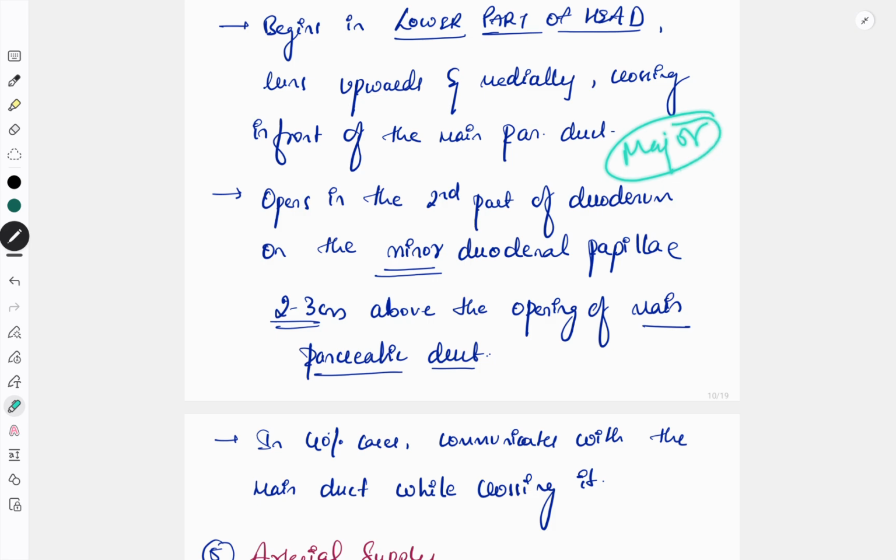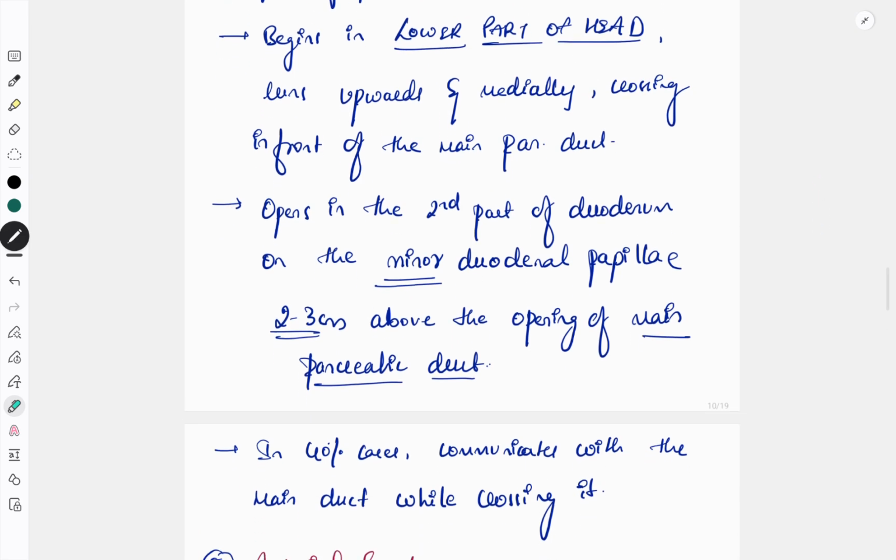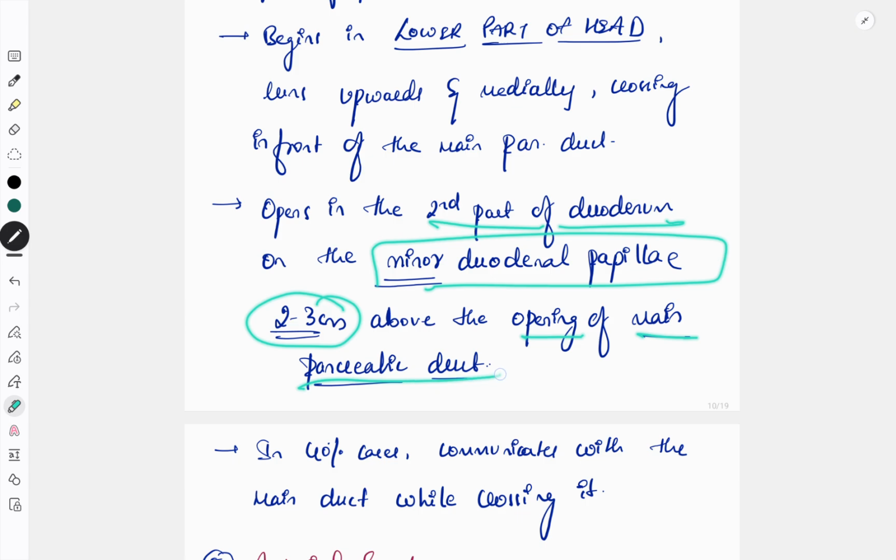We just saw where, yes, very good, 8 to 10 centimeters distal to the pylorus of the stomach. So where is this opening? This is also opening in the second part of the duodenum on the minor duodenal papilla, that is 2 to 3 centimeters above the opening of the main pancreatic duct.